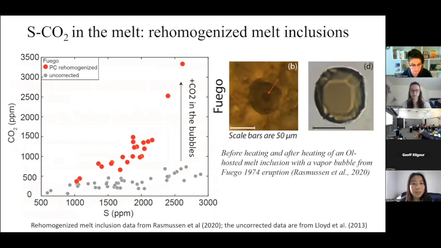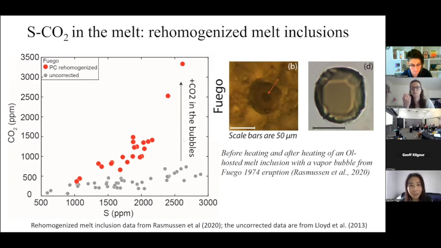What motivated us in the first place to develop this sulfur degassing model comes from recent melt inclusion studies, specifically on the vapor bubbles inside the melt inclusions. Vapor bubbles can take a significant amount of CO2 out of the melt inclusion. For example, the left panel shows sulfur and CO2 concentrations measured in melt inclusions from the Fuego 1974 eruption. The red symbols are from a recent study, Rasmussen et al.